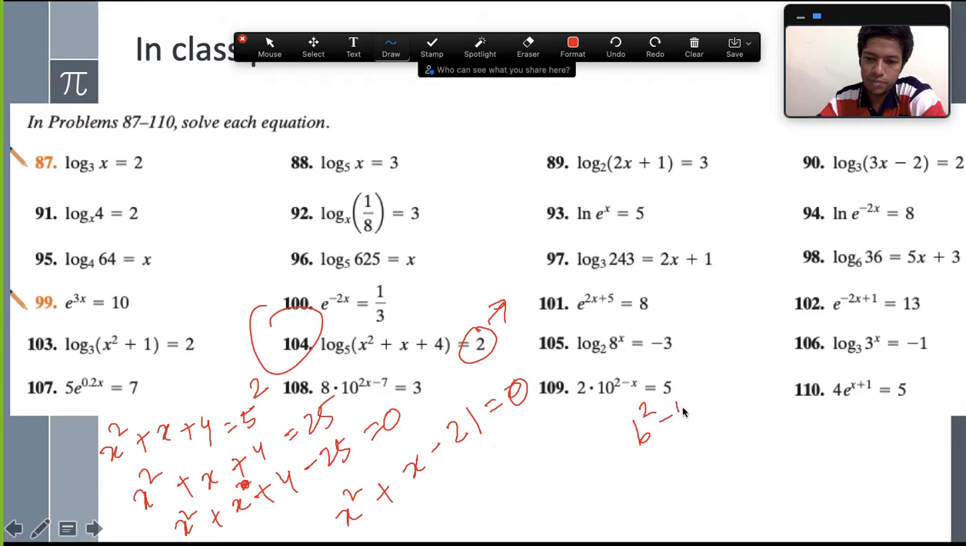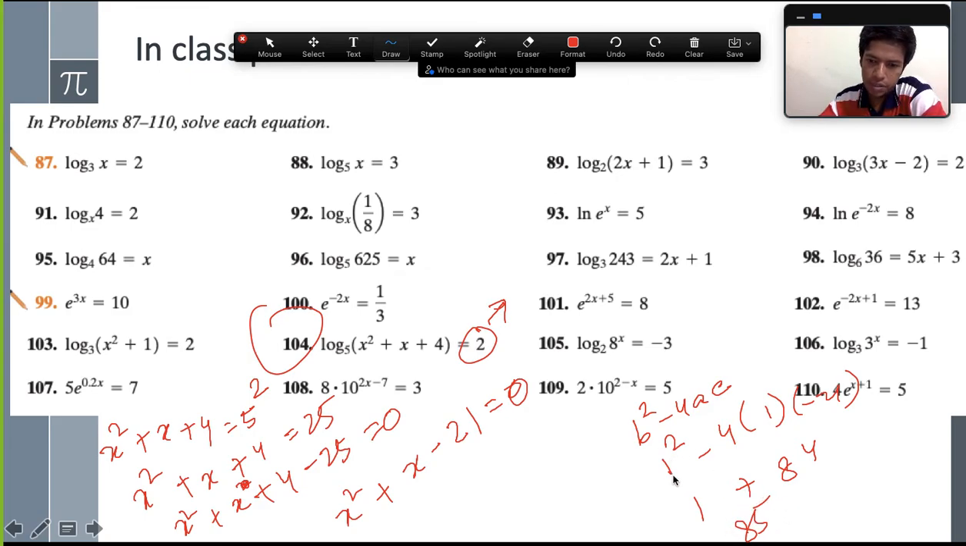b squared minus 4ac. So the b value is 1, minus 4 times a times c, which is minus 21. This equals 1 minus minus plus 84, which is 85. There are solutions here. That means we have to continue. So remember this, this is 85.